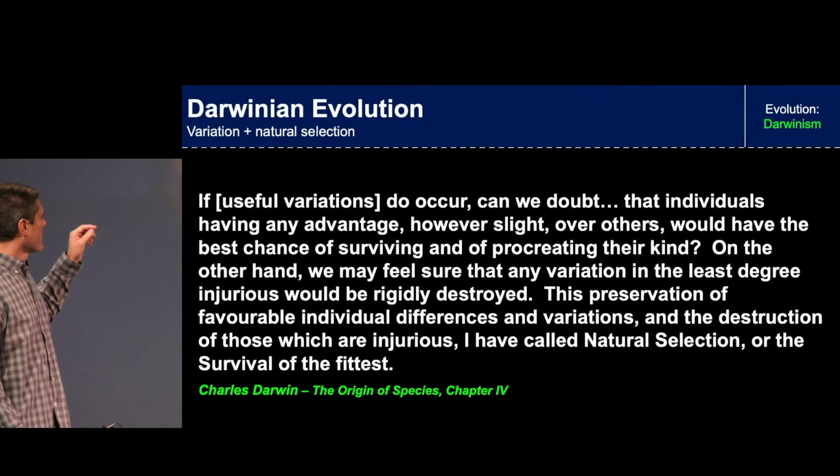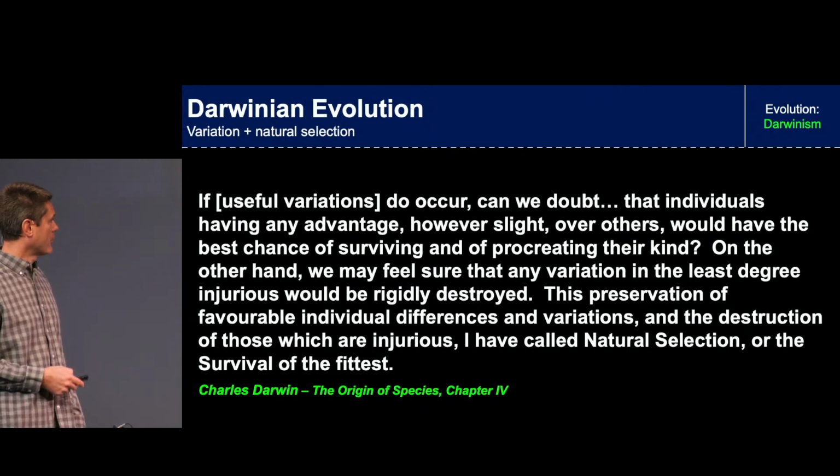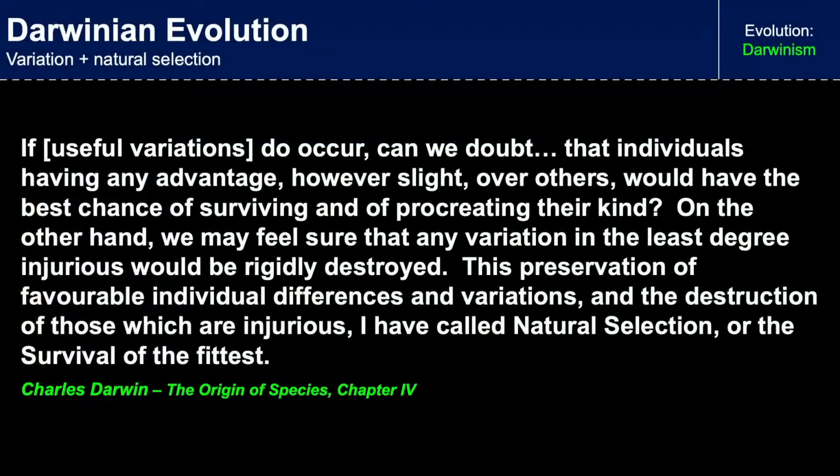Here's what Darwin says. If useful variations do occur, can we doubt that individuals having any advantage, however slight, over others would have the best chance of surviving and of procreating their kind? On the other hand, we may feel sure that any variation in the least degree injurious or harmful would be rigidly destroyed. This preservation of favorable individual differences and variations and the destruction of those that are injurious I have called natural selection or the survival of the fittest.